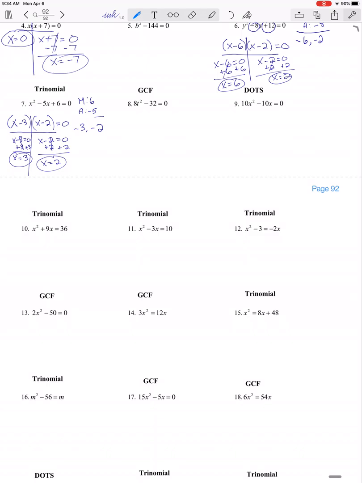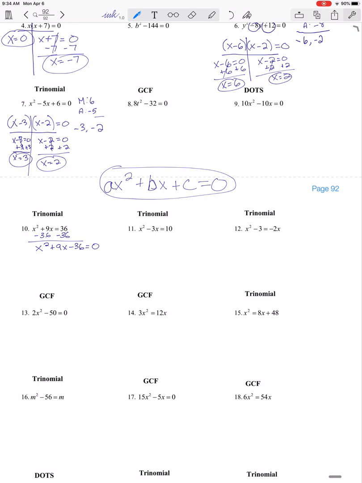Remember, we're going for this standard equation. We want it to look like this, just to refresh your memory. So in order to get number 10 to look like this, we just subtract the 36 on both sides. x squared plus 9x minus 36 equals 0. And then you would factor, t-chart, and solve like we did in all the other ones.